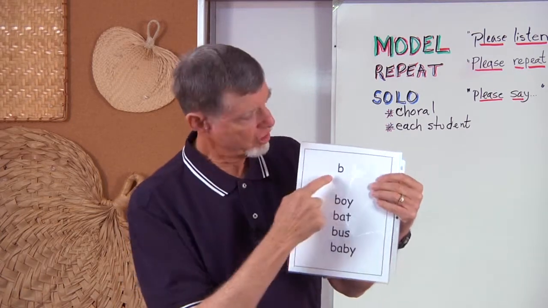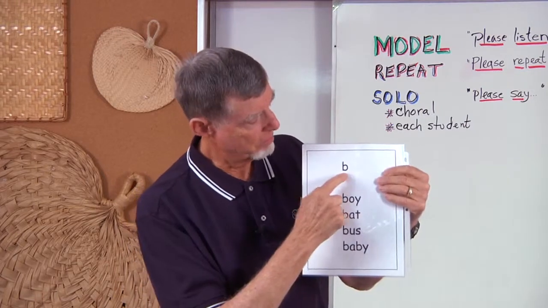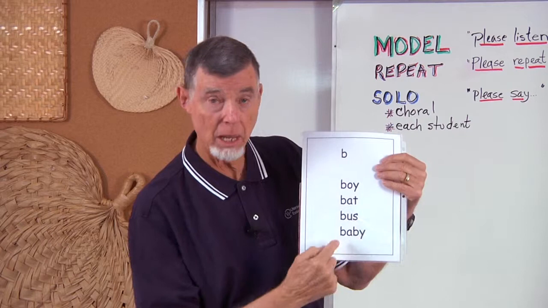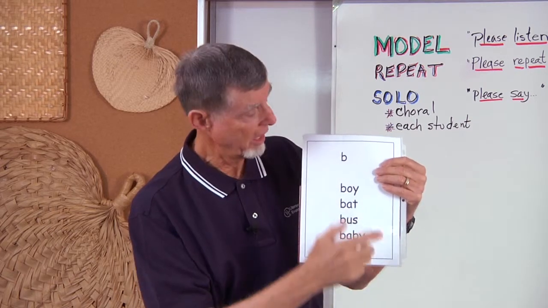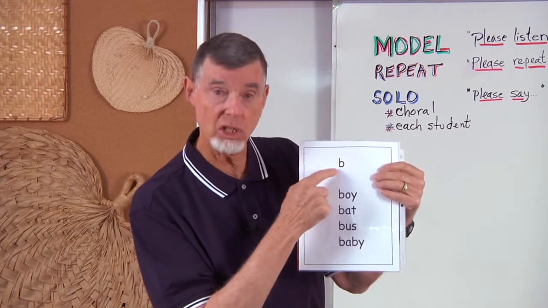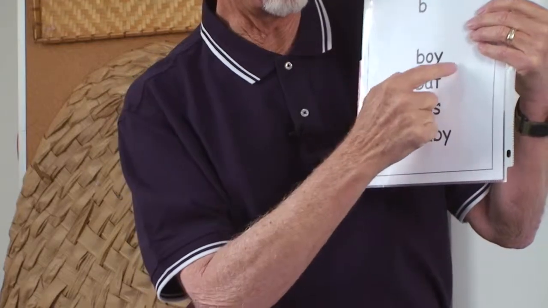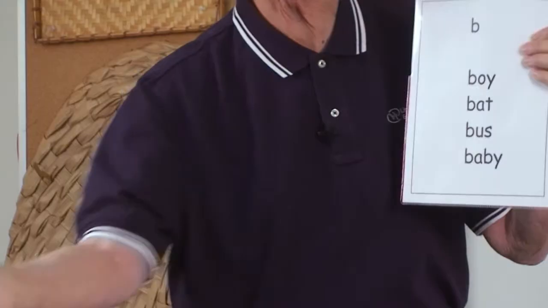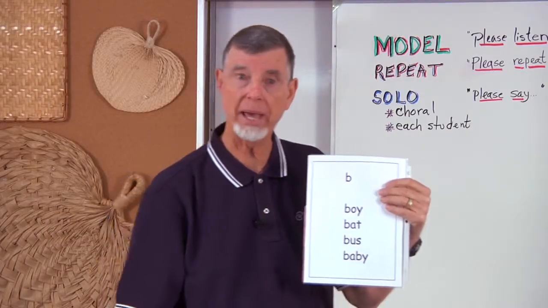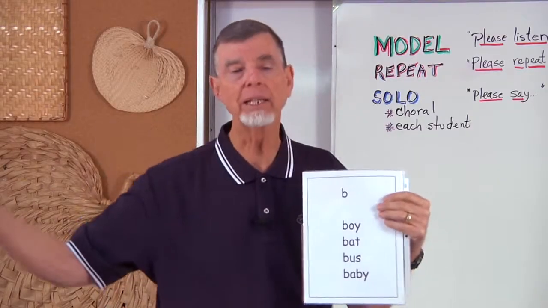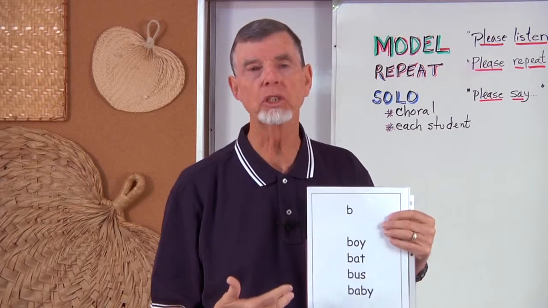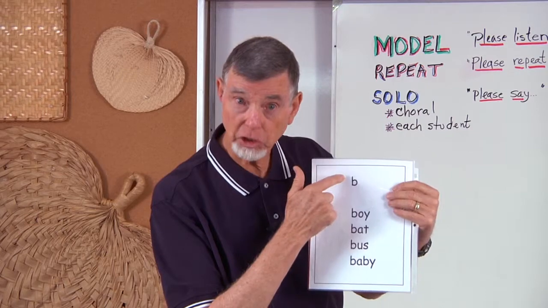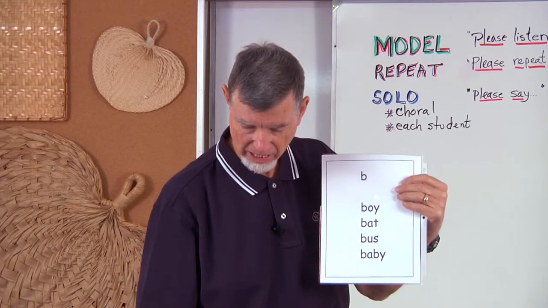So you would say, please listen, B, boy, bat, bus, baby. Do that 3 times. Start at the top. B, boy, bat, bus, baby, and then have them repeat. They will get into that rhythm pattern. And as you go through lesson by lesson, they will know what to expect and how to respond. Make sure you have the sound and not the name of the letter.